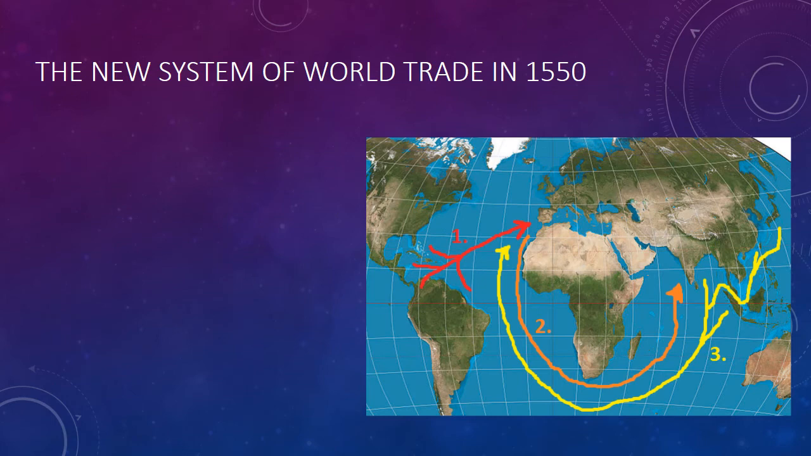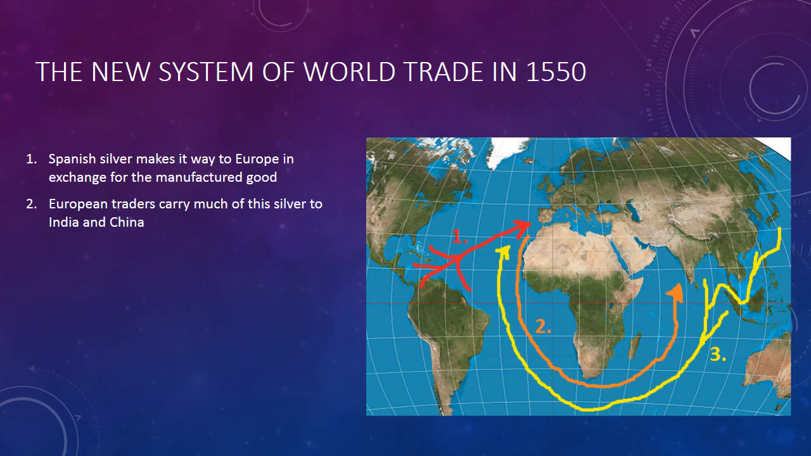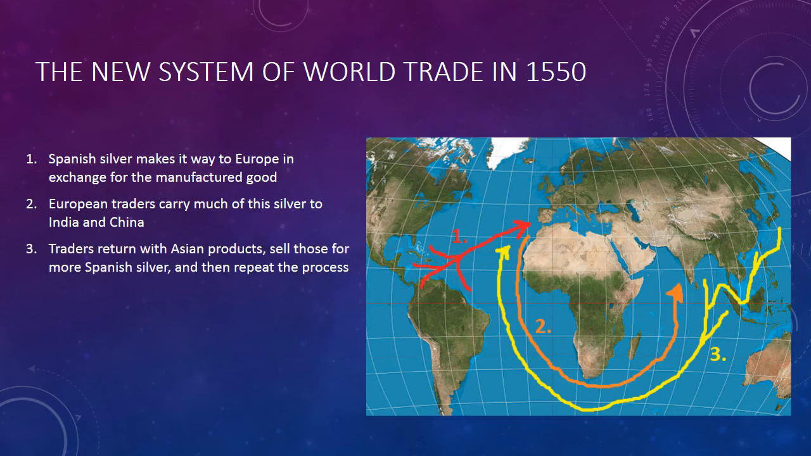This is what world trade looked like in 1550, all made possible by silver in the New World. Spanish silver makes its way to Europe in exchange for manufactured goods. That's step one. Step two, European traders carry much of this silver to India and China. That's step two, that orange one around India. Step three, traders return with Asian products, stuff like tea and silk and spices. And they sell those things in Europe for more Spanish silver and then repeat the process. And they get richer and richer every time the cycle repeats.